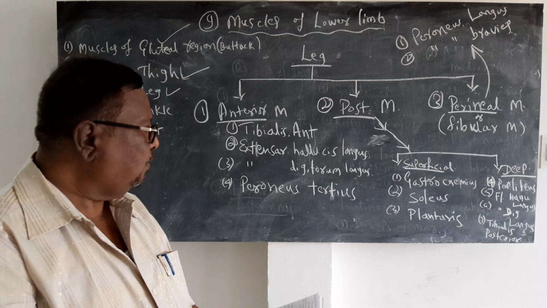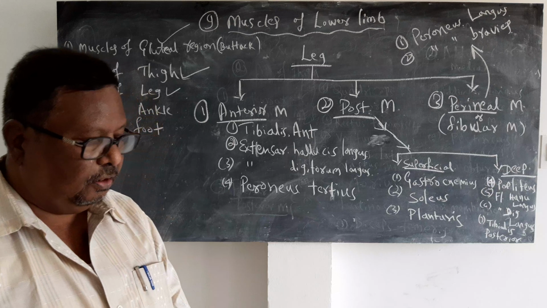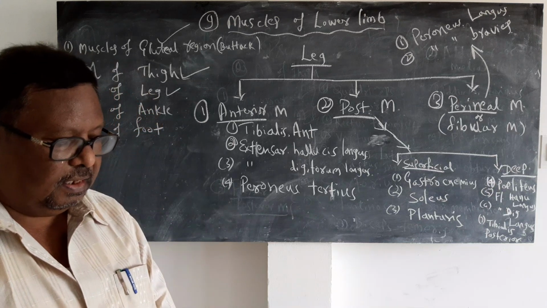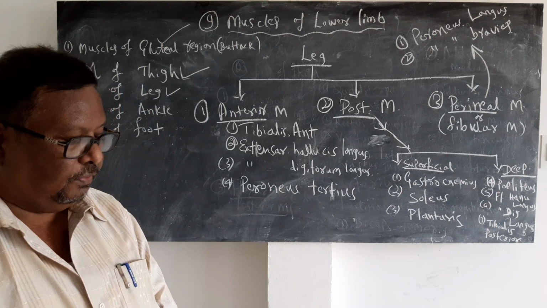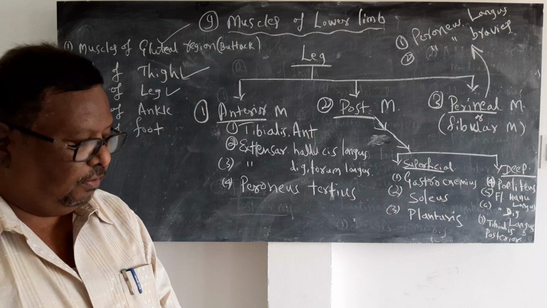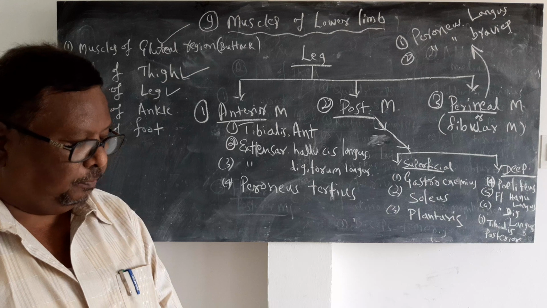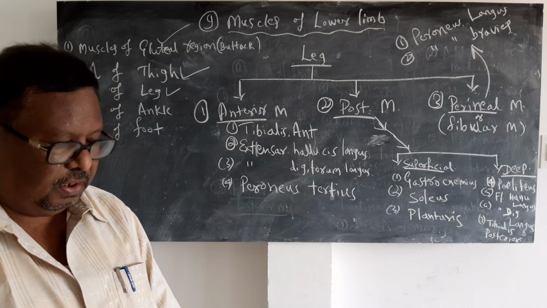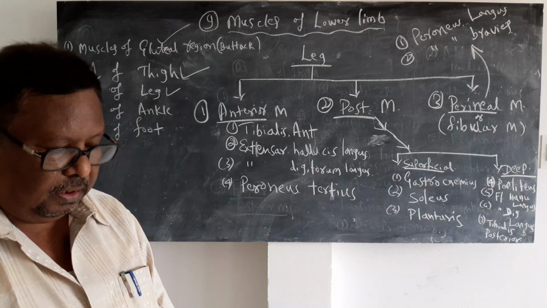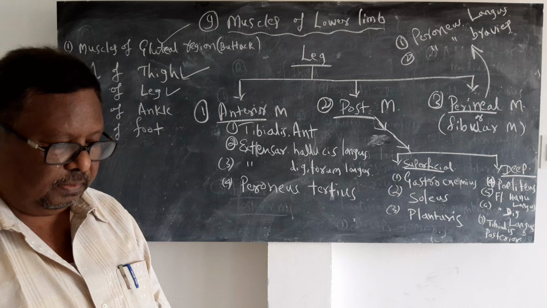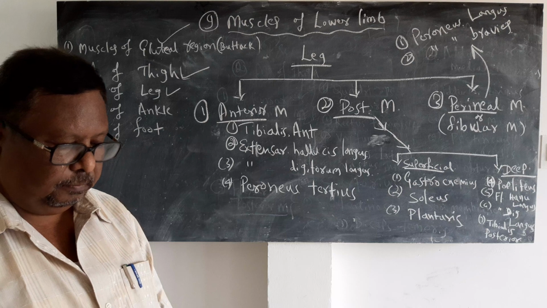Peroneus tertius, the 4th one. It may be considered as the 5th tendon of the extensor digitorum longus muscle. It takes its origin from the lower 1/4 of the medial surface of the shaft of the fibula. Insertion is into the base of the 5th metatarsal bone. Action is dorsiflexion at the ankle joint. Weak everter, that is outward movement of the foot.